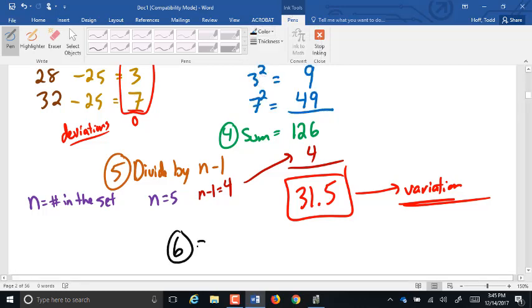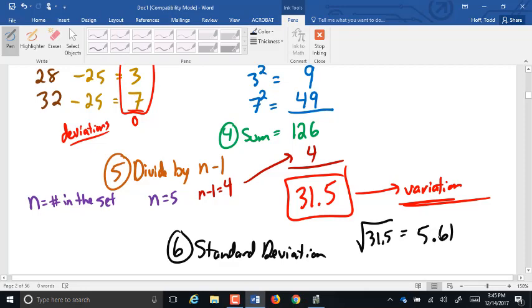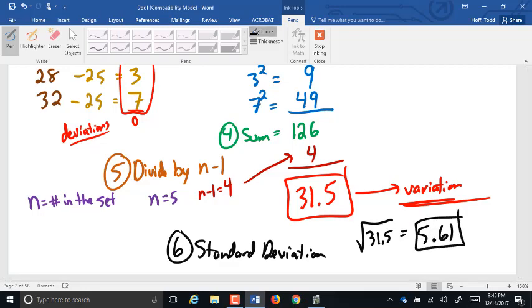Step 6 gives us the standard deviation. To get the standard deviation, it is the square root of that result from step 5, the square root of that variation. The square root of 31.5 is 5.61. Any questions? Okay.